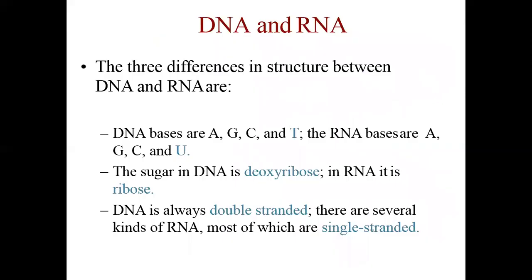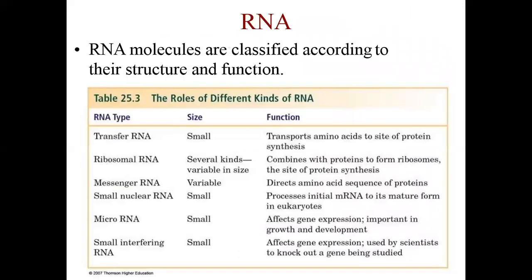So there are three differences between the structure of DNA and RNA. The DNA bases are A, G, C, and T, and the RNA bases are A, G, C, and U. And the sugar in DNA is deoxyribose, and in the case of RNA, it is ribose sugar. The DNA is always double-stranded, and there are several kinds of RNA, most of which are single-stranded in nature. So let's see how many types of RNA there are.